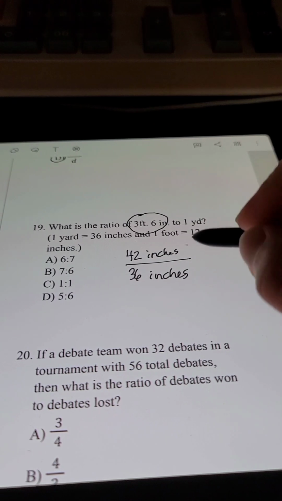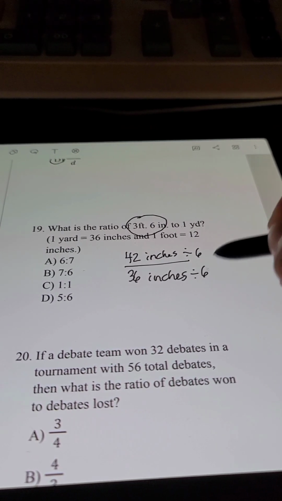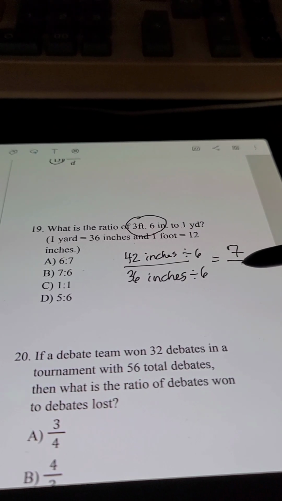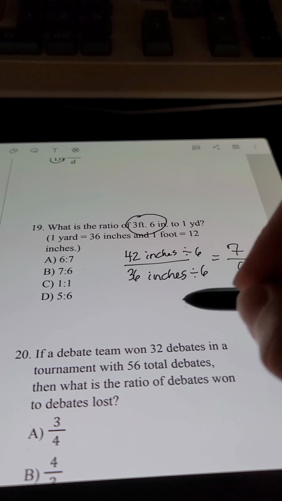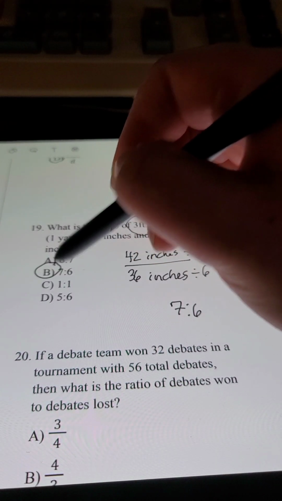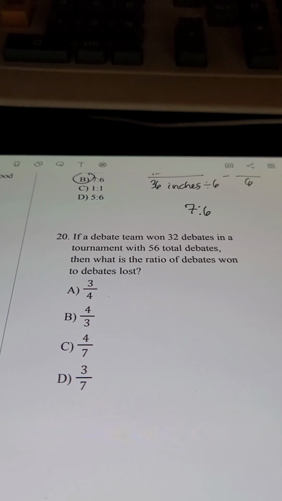So I'm going to simplify by saying, okay, well, 6 goes into each of these. So I could say 42 divided by 6 is 7, and then 36 divided by 6 is 6, so that's 7 to 6 as my ratio, which would be B. Okay, pause to read number 20 if you haven't already.